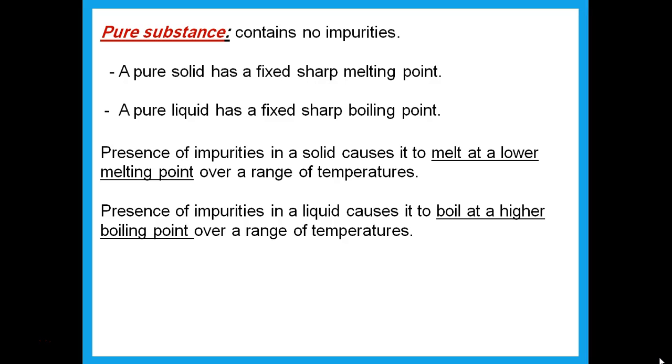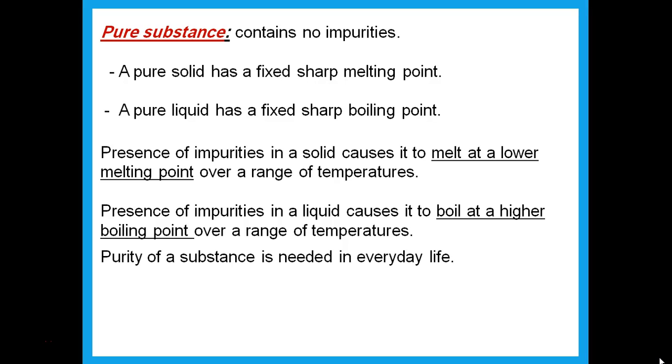Presence of impurities in liquid, what would that do to the boiling point? It will cause it to boil at a higher boiling point. So the presence of impurity, if I have pure water, it boils at 100. But if I add some salt to this water, it will not boil at 100. It will boil at 101, 102, 103, something like that, slightly higher than the original boiling point.